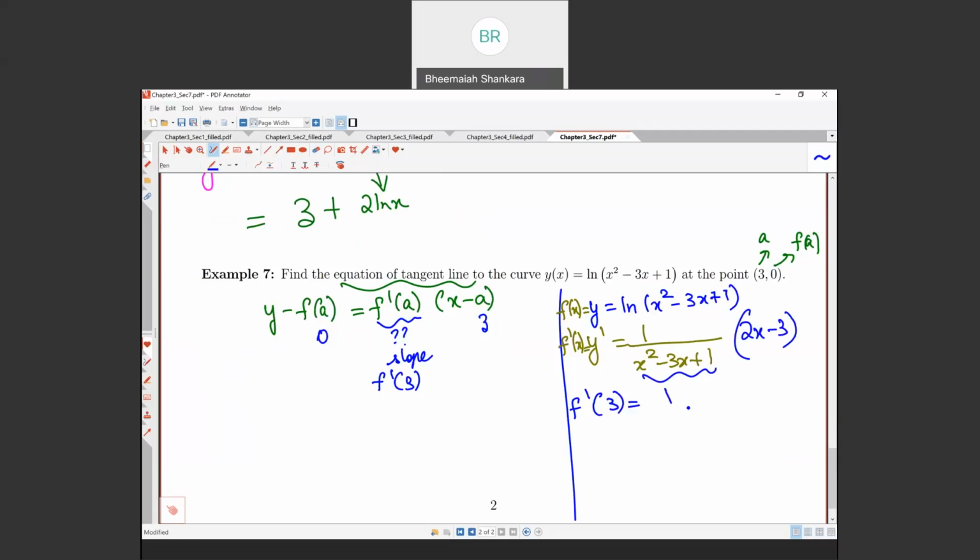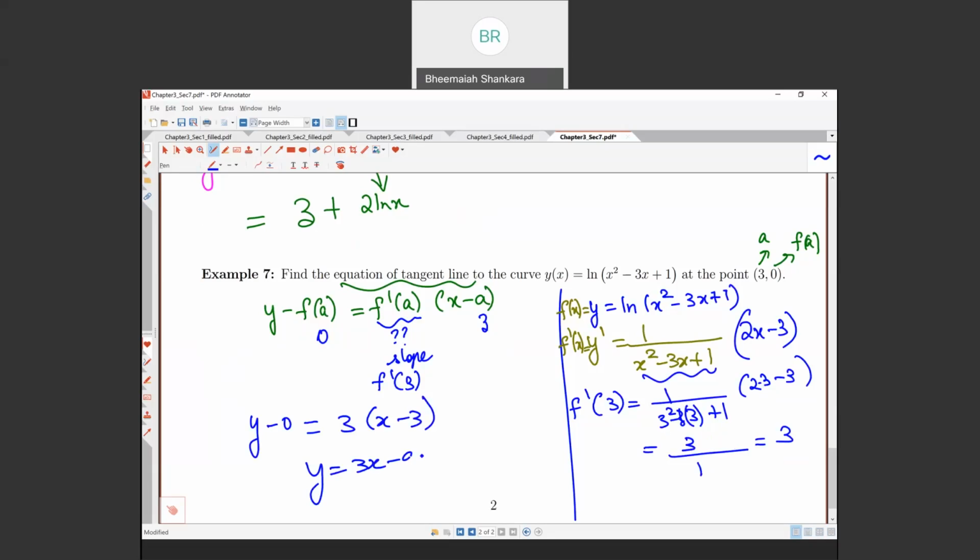Simplify: you have 1 over 3 squared minus 3 times 3 plus 1, and then you have 2 times 3 minus 3. When you simplify, 2 times 3 is 6, minus 3 is 3 in the numerator. 9 minus 9 cancels in the denominator, you have 1, so your answer is 3. Now go back and plug in here: y minus 0 equals 3 times x minus 3. Simplify, and you have y equals 3x minus 9, which is the equation of the tangent line to the given natural log curve at the point (3, 0). So we'll end this lecture here.